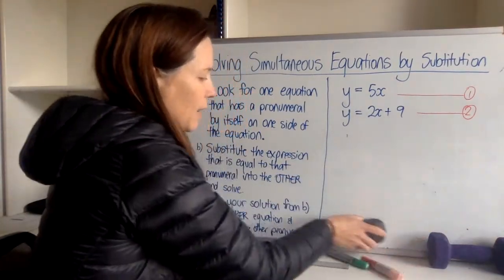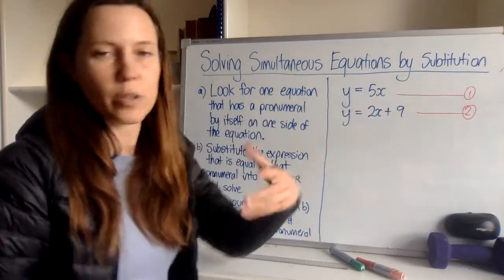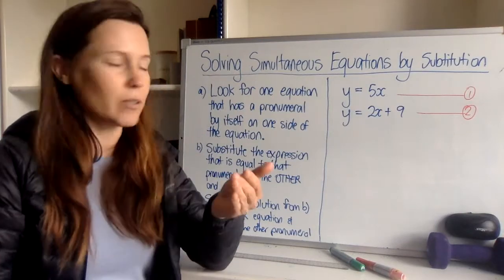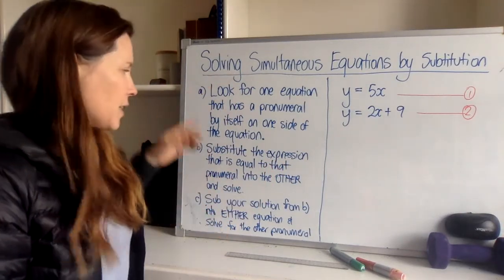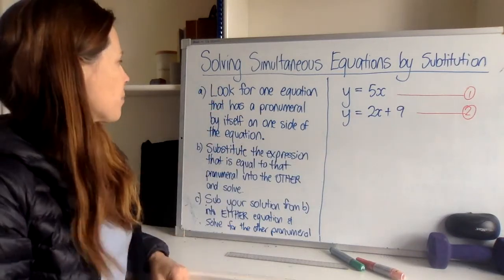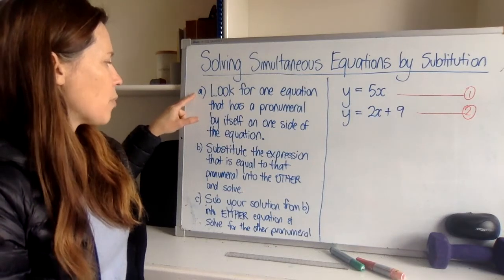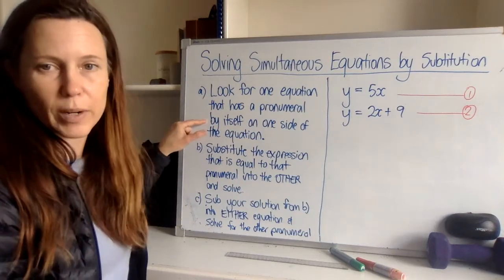so that we can just have a look at how to solve the algebraic part. Now we're solving with substitution, which means that we've got to substitute or replace something for something else. This is how you do it. Let's read through this. You can jot it down in your workbook if you like, and we'll do each step as it comes. So the first step, look for one equation that has a pronumeral, that's a letter, by itself on one side of the equation.